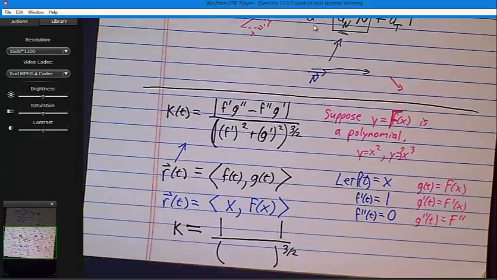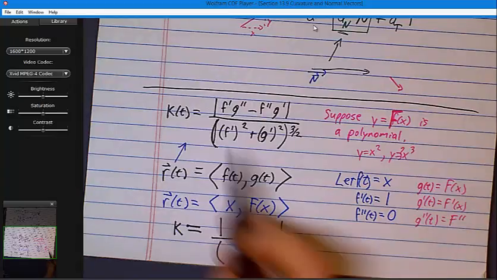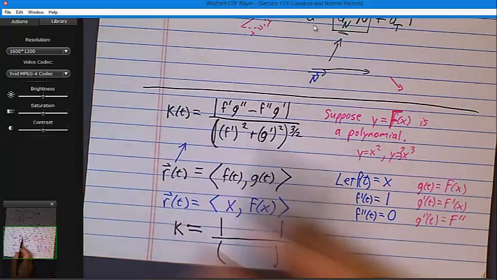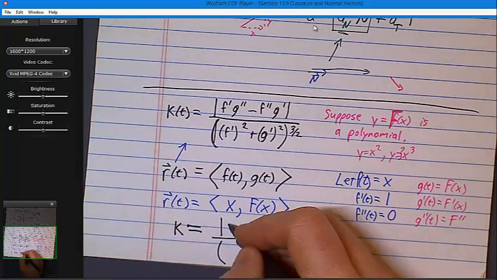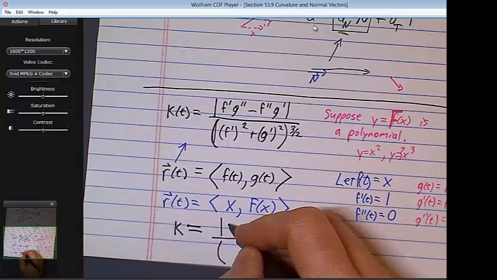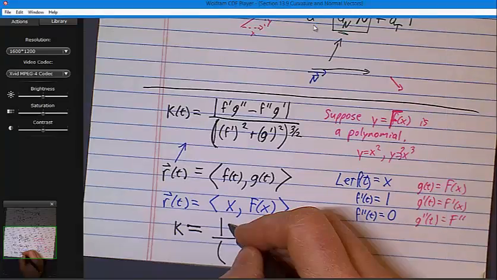Alright, so here I go. Almost done, which is good because I think I'm at 1150. F prime g double prime would be 1 times this. So this is F double prime minus what? 0, because F double prime is 0, all over, what's F prime squared? 1.